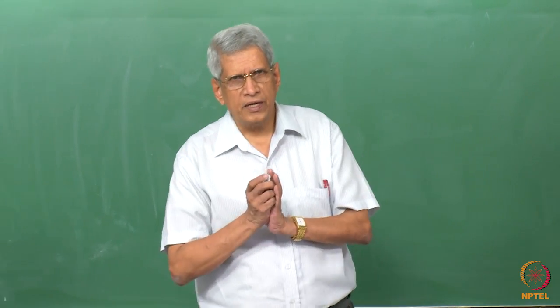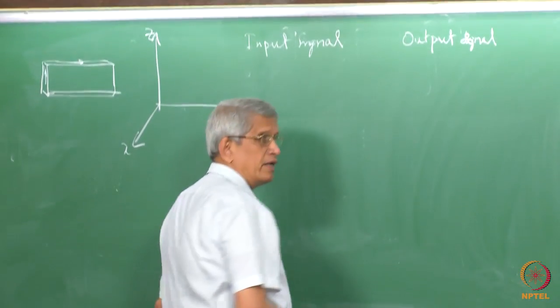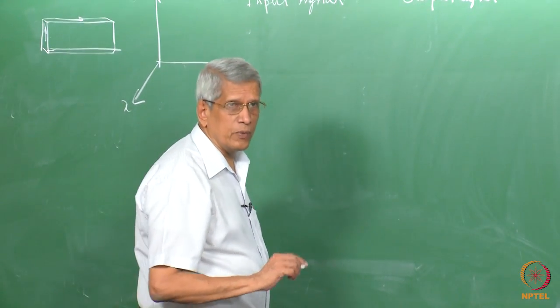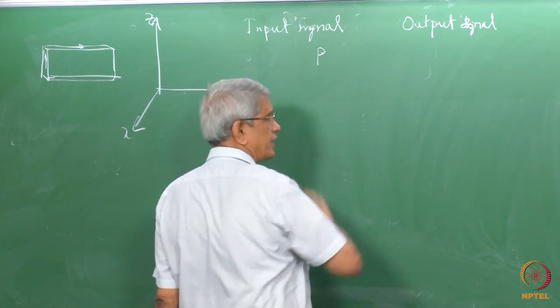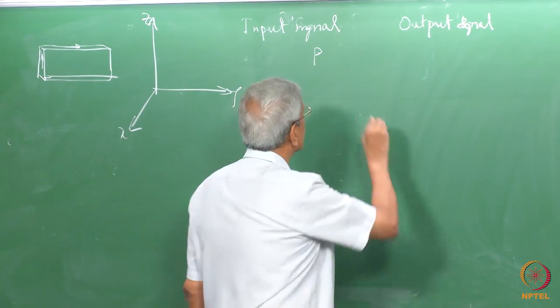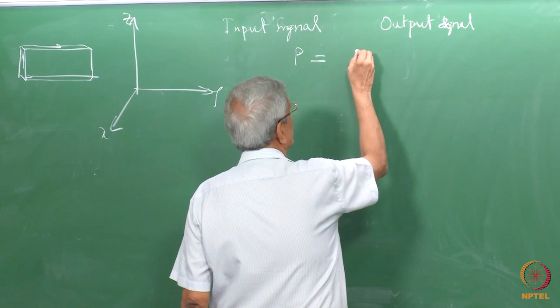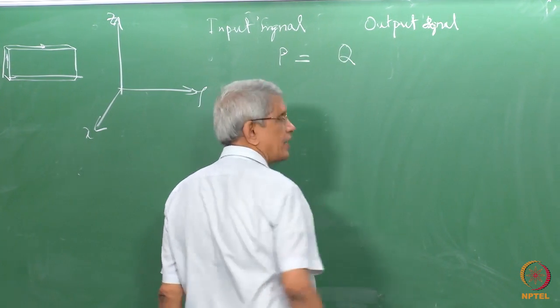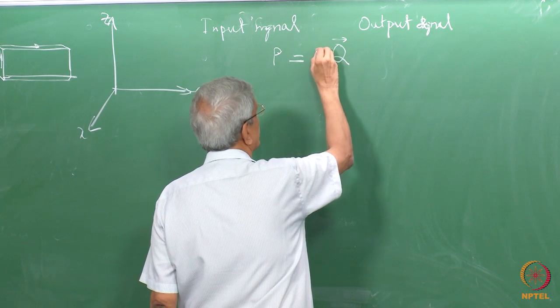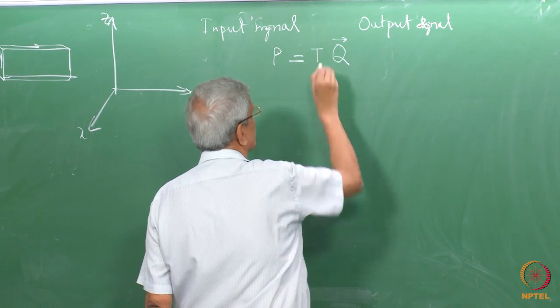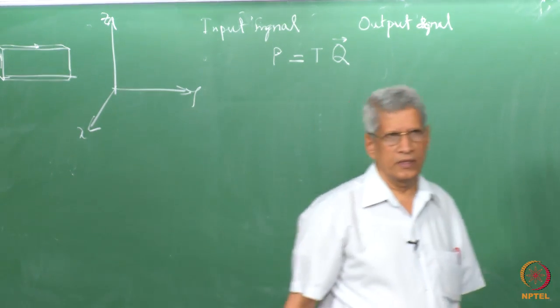That is because when we define the input signal as a vector, as a general form I can write it as P. The output which I am measuring is another vector Q. Then this has to be related through some property which I write as T.